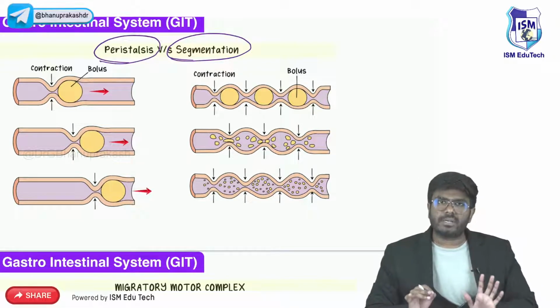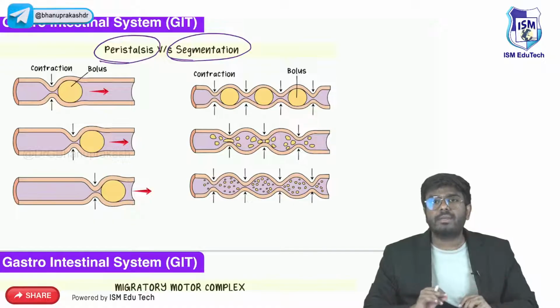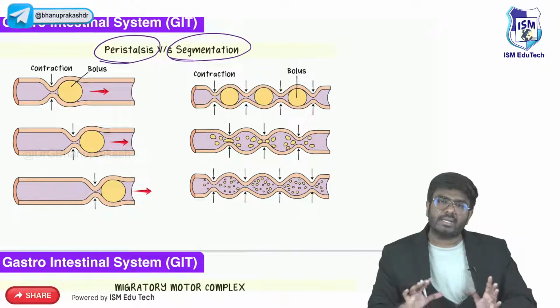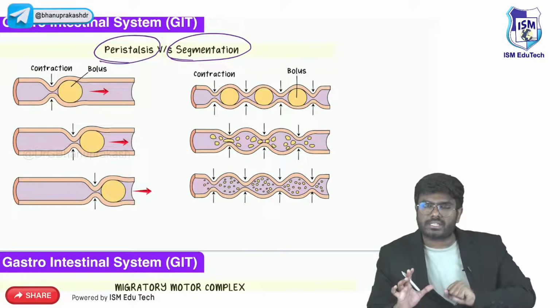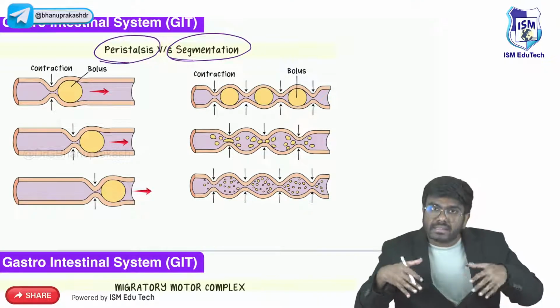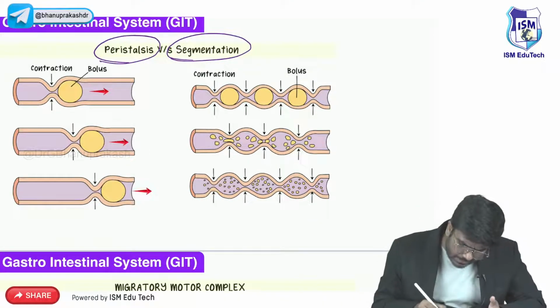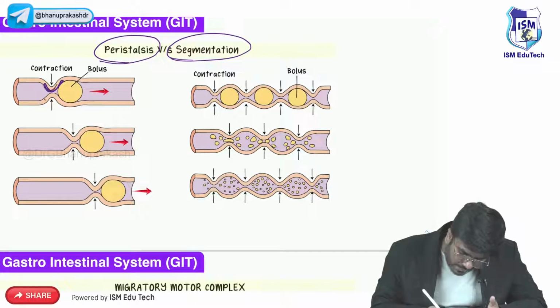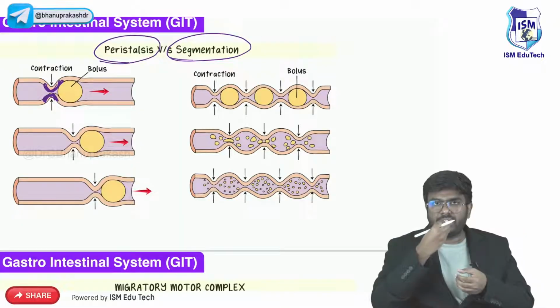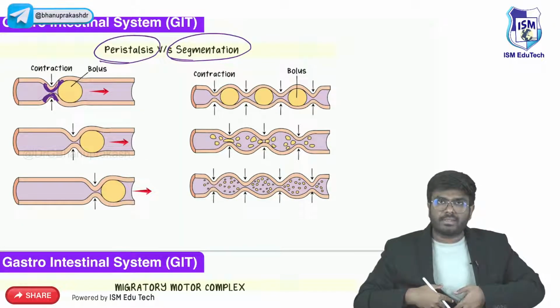Most of the students know about peristalsis, but no one knows about segmentation. What is the difference? The type of motility. Both are GIT motility only. Both are GIT contractions, but they differ in the way they are happening. See, peristalsis means on one side there is contraction. One side of the GIT is contracting. Okay, you have taken the food. Food is there in the intestine.